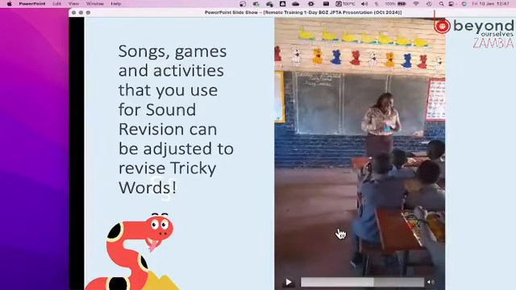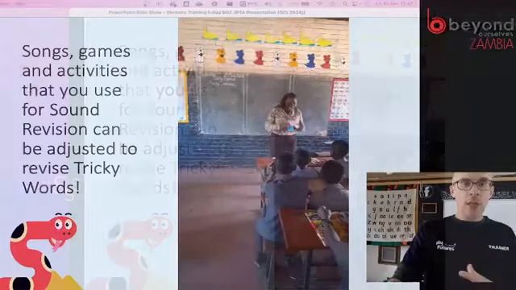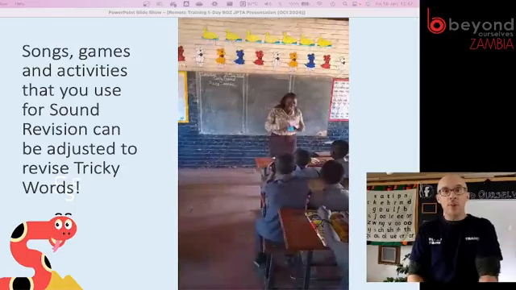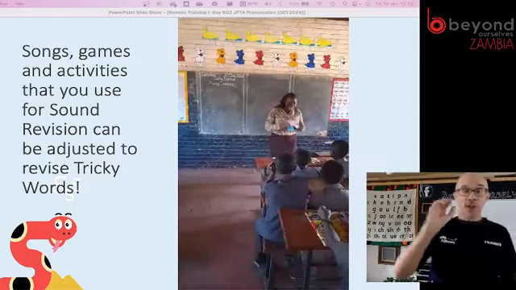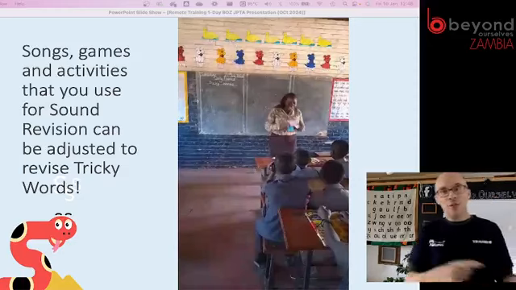So you saw exactly how that works. What the teacher's done is that she's used the do as I do, which is normally for sounds and actions, but instead she's holding up flashcards with tricky words that she's already taught her learners. So this is a revision of that.